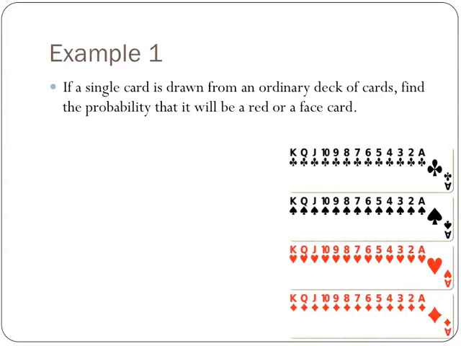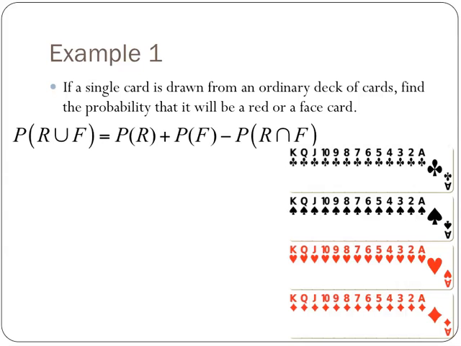Now what we're going to do is apply that union rule here. So the probability that you will draw a red or face card, so R union F, is equal to the probability of drawing a red card plus the probability of drawing a face card minus the probability of drawing a card that's both a red card and a face card. Now you might not need to use the union rule here. We're just using it so you can see very clearly where the overlap is and understand how it's actually subtracting out what you don't want.